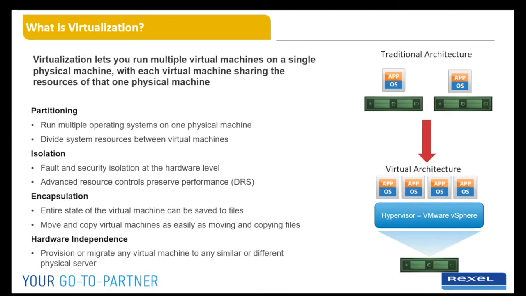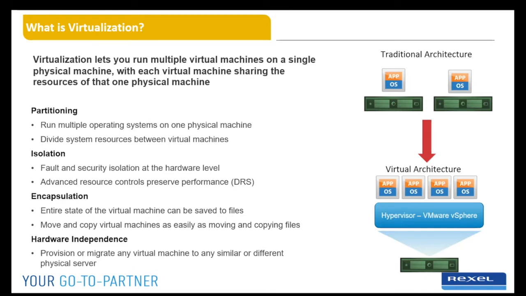So some of the pieces of virtualization here, we gain partitioning. Again, we can run multiple operating systems on one physical device. The resources of that physical machine are then divided between the multiple virtual machines running on it. We gain isolation. There are fault and security isolations at the hardware level. So if there's an issue with one virtual machine, an operating system crash, something like that, that doesn't affect the other virtual machines. Encapsulation. The entire state of the virtual machine is a file.